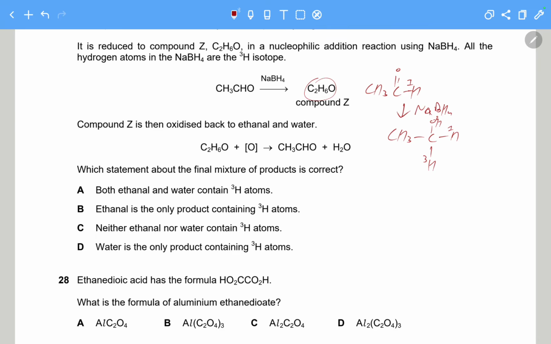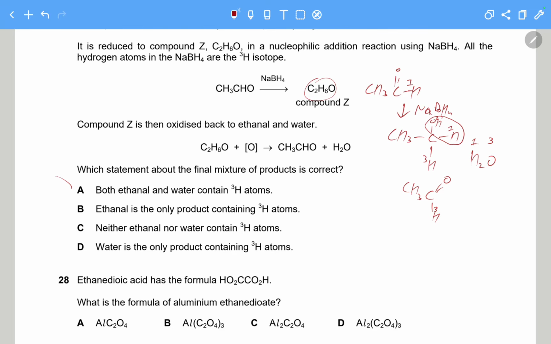That will be the correct option, I suppose, because you will eliminate this group, which will give you H2O, in which one hydrogen will be 1 and the other hydrogen will be 3, tritium, and will leave you with CH3COH3, and therefore both of them have H3, and therefore this is the correct answer.